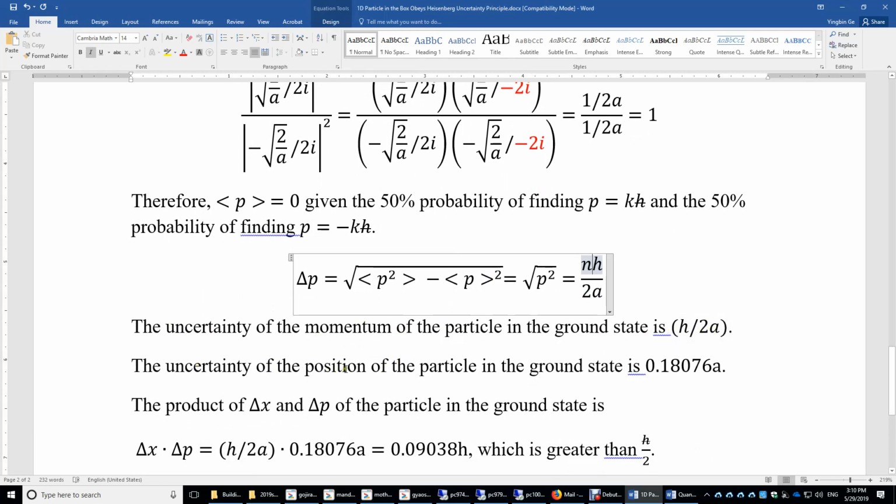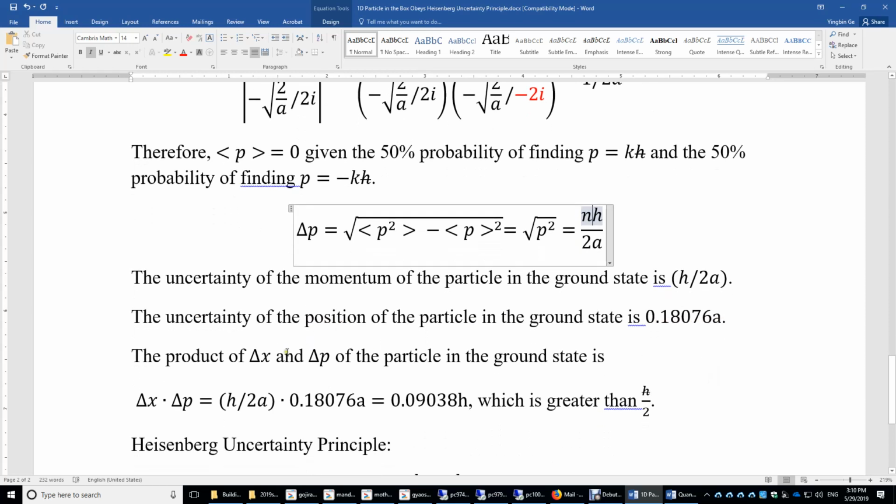The uncertainty of the position is 0.18a. And then the product of delta x and delta p is over here: h over 2a, that's the uncertainty of the momentum. Over here, this is the uncertainty of the position. The result is 0.09h, which is greater than 1/2 h bar.